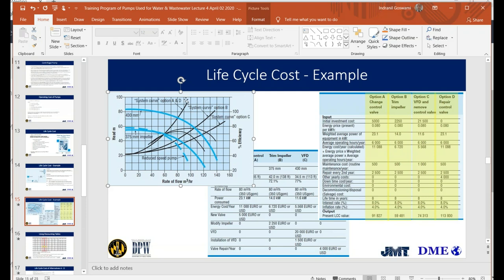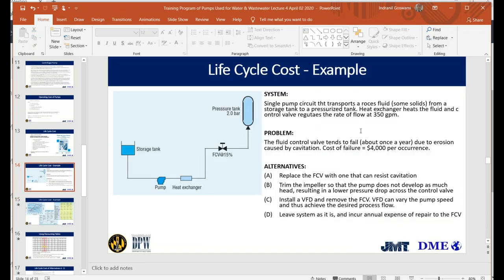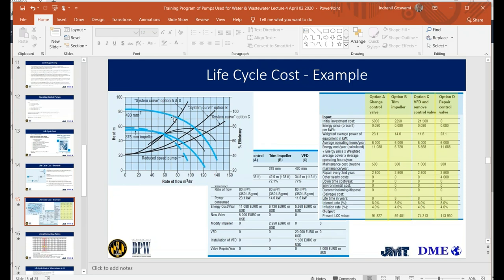and as you can see, that curve would then intersect the system curve at a different point. So the system curve for option A and D: option A was to replace the flow control valve with a model that can resist cavitation. And option D was to leave the system as it is. For those two options, you have a system curve that looks like this right here.